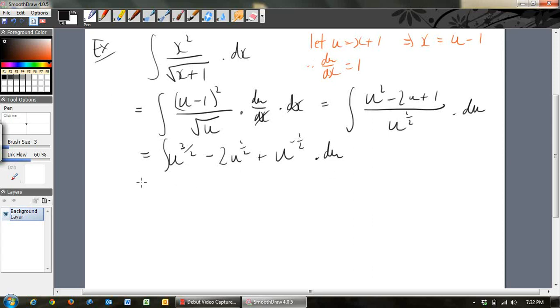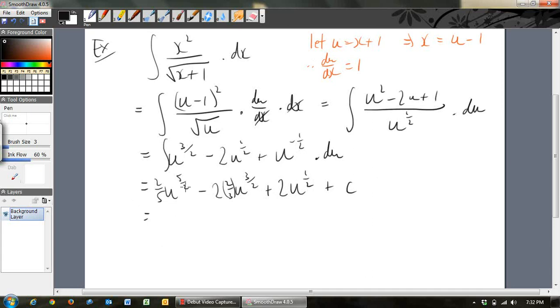Now we can integrate that. So let's do this. 3 on 2 goes to 5 on 2. Divide by 5 on 2, 2/5. Minus 2. u goes to 3 on 2. Divide it by 3 on 2, you get 2/3. Don't make it look like 2 2/3. It's 2 times 2/3. Plus u, increase that by 1, we get half. Divide by half, you get 2, plus c.